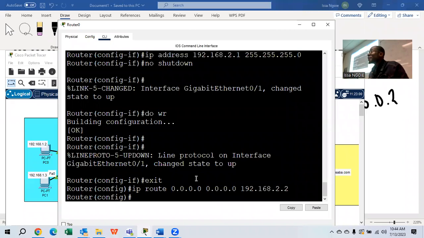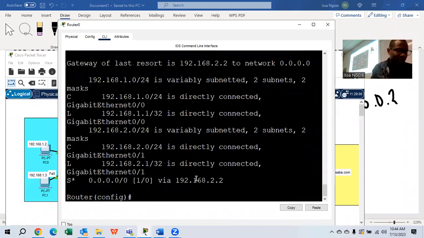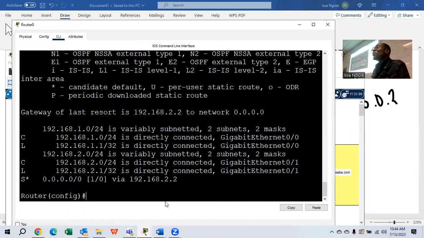Now we are done, right? Let's check the routing table. Do show IP routes. When you are done, you have to check your routing table, your router's database. So what did you see here? You can see a new entry, yeah? So S asterisk, we call it what? Static routes, no, default routes.